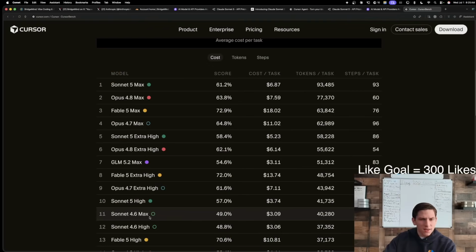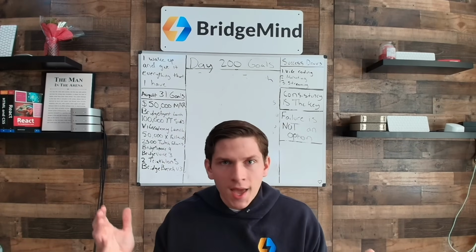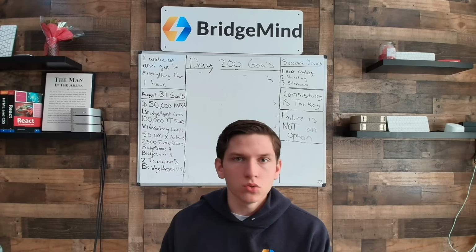Look at this. It ends up being more than twice the cost. Look at this, $3.09 here, up to $6.87 for the new Sonnet 5 Max, and it's because of this new tokenizer. And then when you compare that to Opus 4.8, cost per task $6.87, and then Opus 4.8 Max, $7.59. So just like we saw with Artificial Analysis, you're not seeing any price benefit of using Sonnet 5.